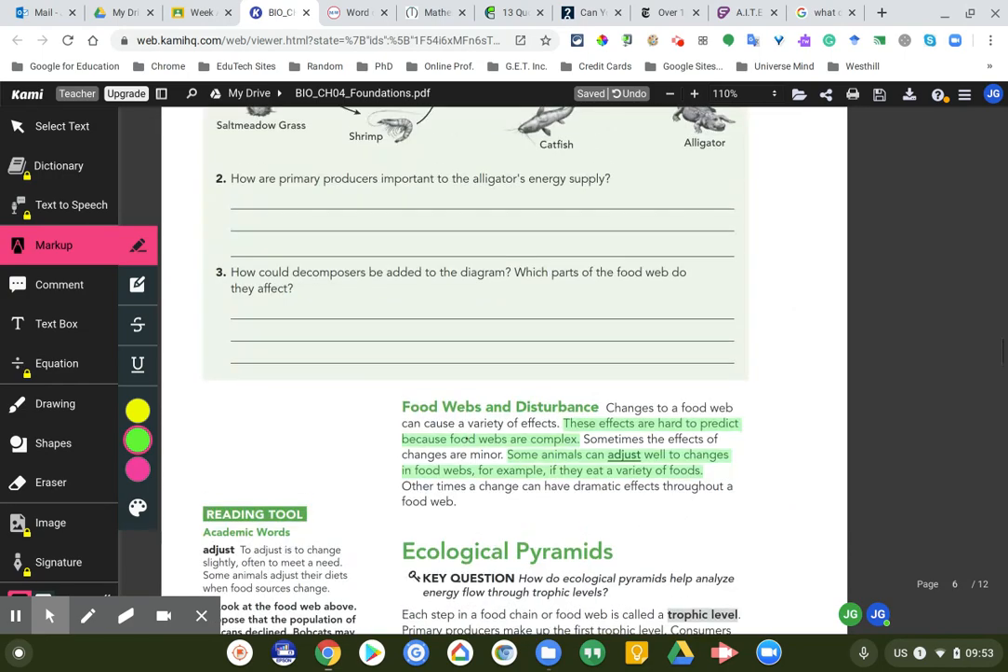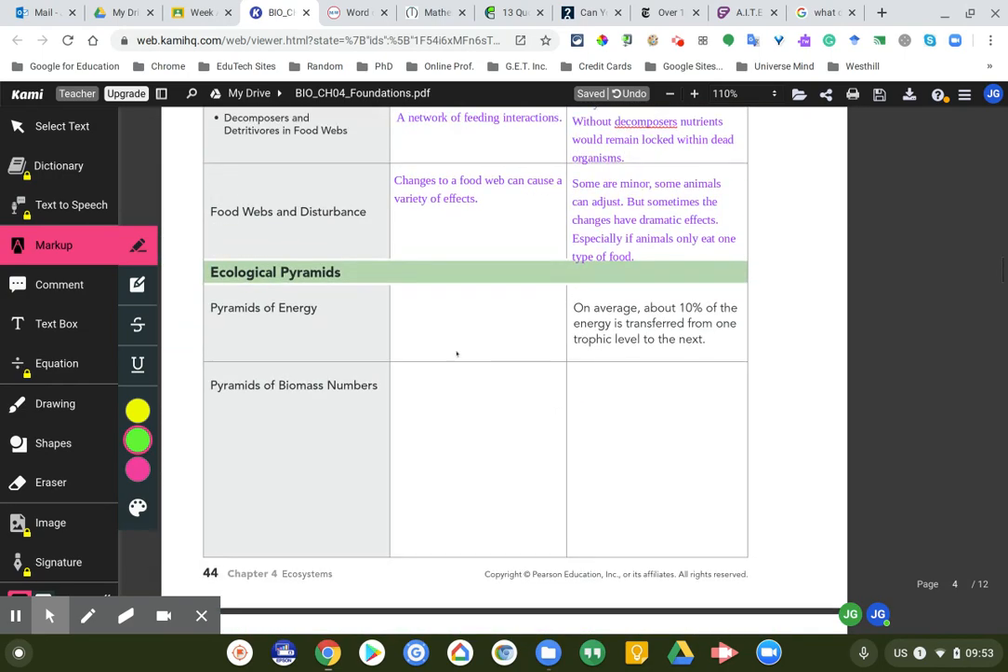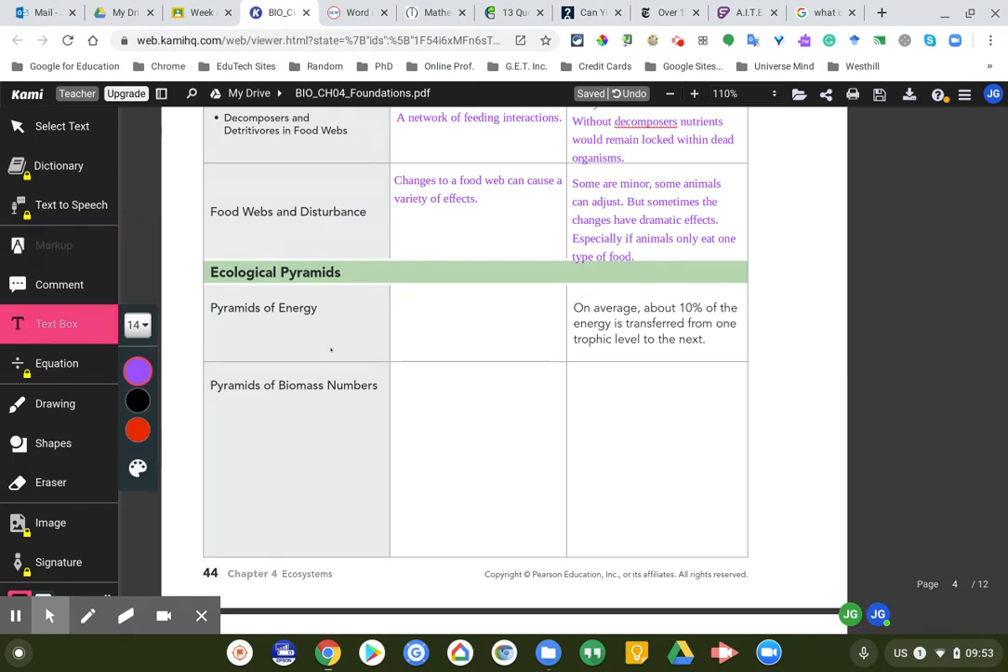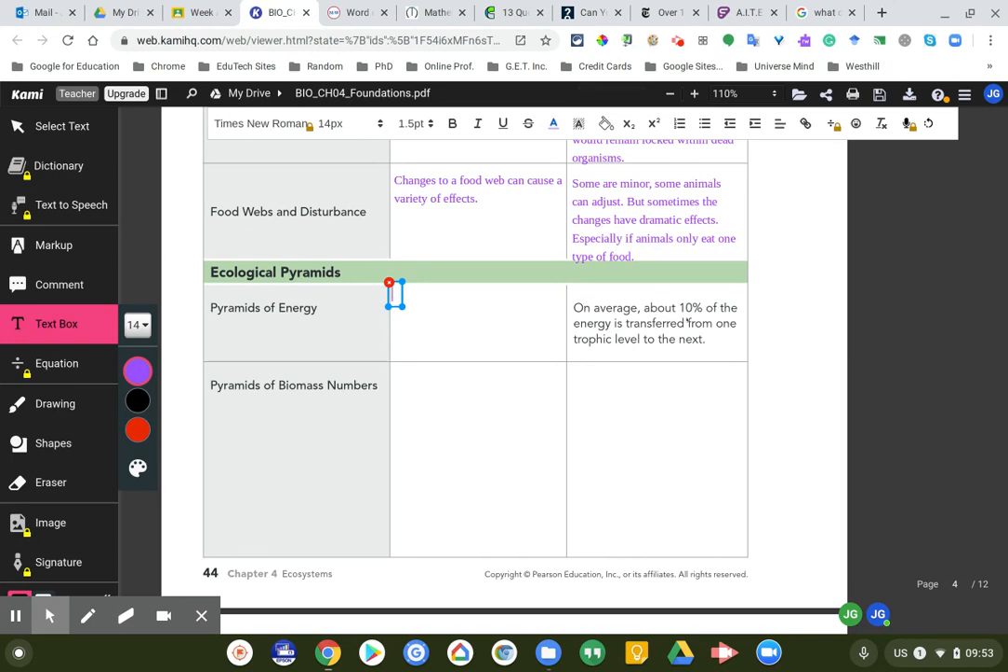Okay. So that's pyramids of energy. Let's go back up here and see what we can do. Put some stuff in here. They already filled the other part out for us. An average of about 10% of the energy is transferred between the levels.